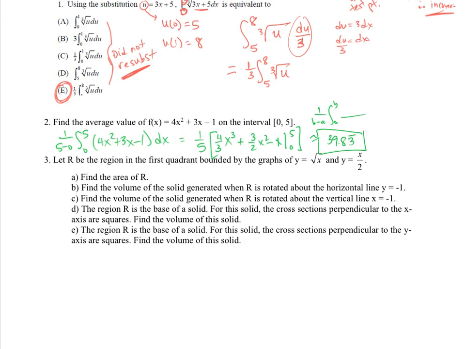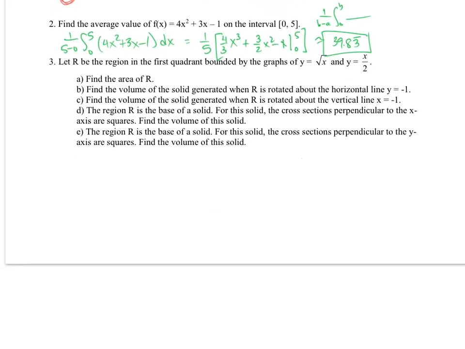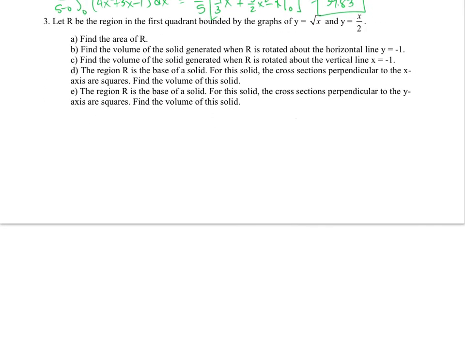Okay. Let R be the region in the first quadrant bounded by those two graphs. And for part A, we need to find the area. So this is a little bit more complex. I don't know how much room I have. Let's see if I can move this up and squeeze all this in here. Yes, I can. Let's do that.